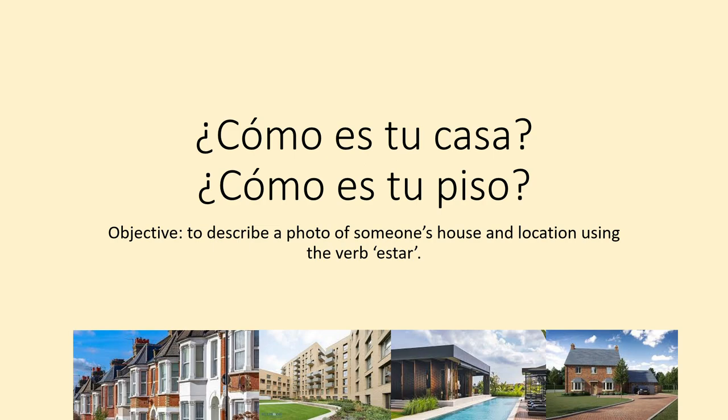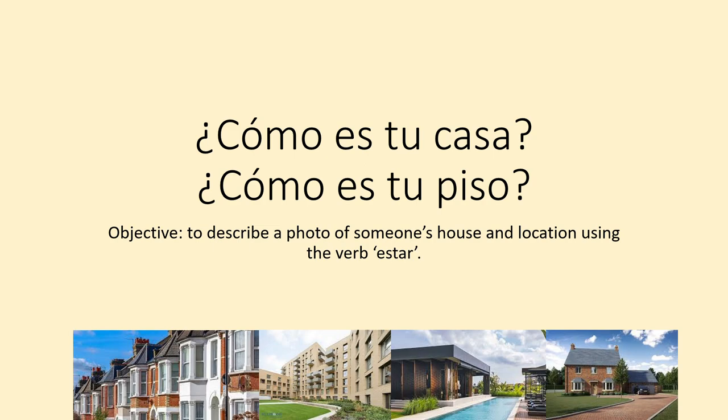Today we are here with our lesson, our Spanish lesson via YouTube. I hope you enjoy. Make sure you are pausing the video throughout when told to do so, so that you can complete the tasks accompanied with the worksheet.